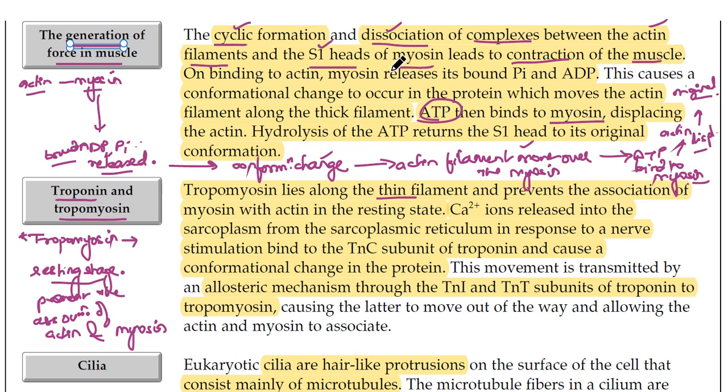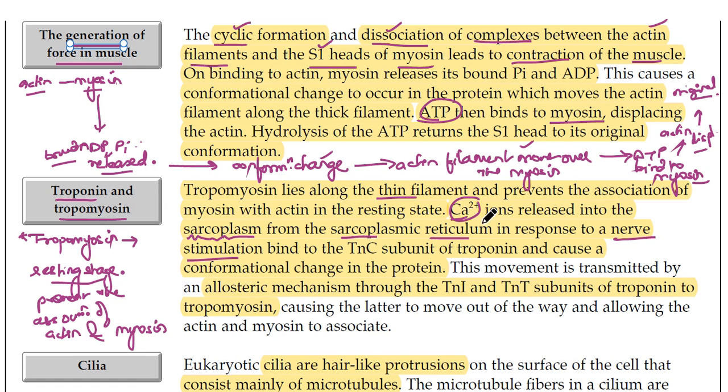Now, another important point: these calcium ions are released from where? From the sarcoplasmic reticulum. So from the sarcoplasmic reticulum, the calcium ions will be released into the sarcoplasm. Under what condition will calcium ions be released? It will be released in response to a nerve stimulation.